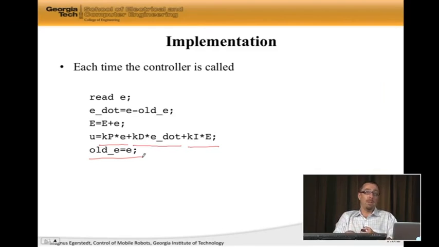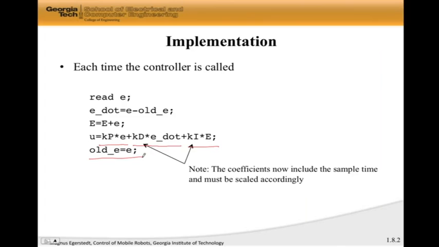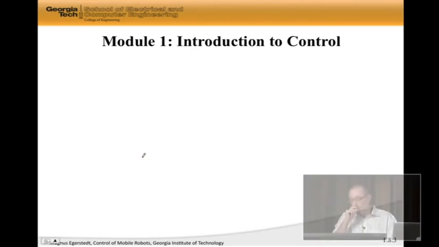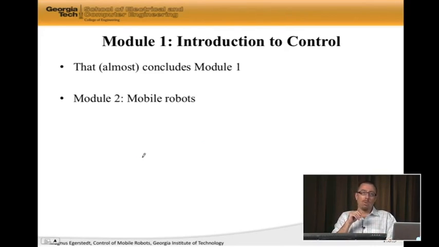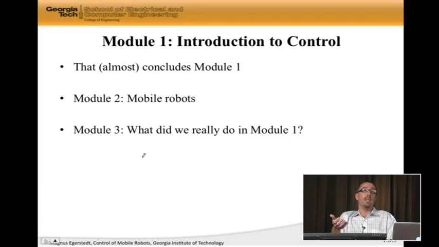So let's do it. Okay, I want to point out again that the coefficients include the sample times. I pointed that out already. But before we do it, I actually want to say that that's almost the end of Module 1. In Module 2, we're going to go robotics, in the sense that we're going to see how to relate some of these initial concepts to robotics. But in the interest of full disclosure, we actually don't know why anything we did in Module 1 actually worked. So in Module 3, we're going to revisit what we did here in a much more systematic way. Okay, that's enough chit-chat.